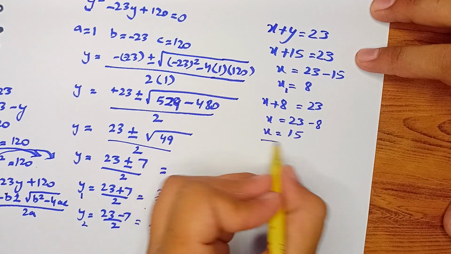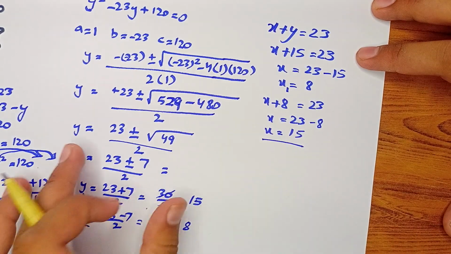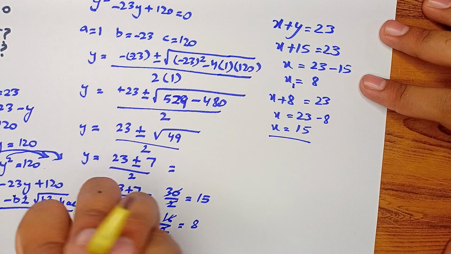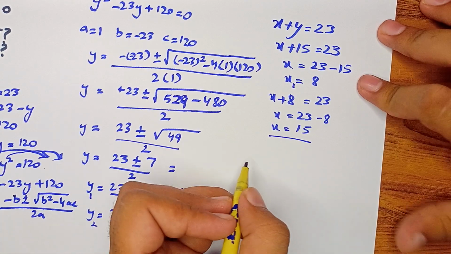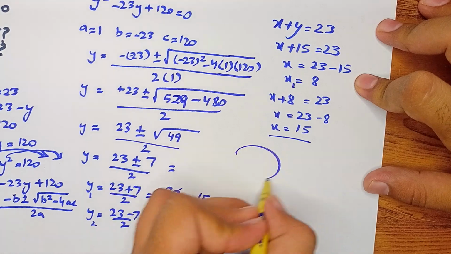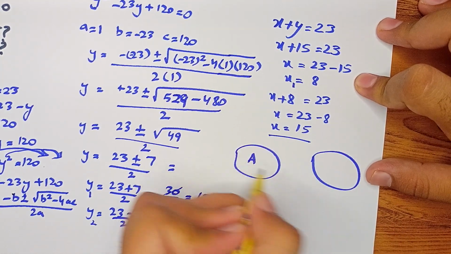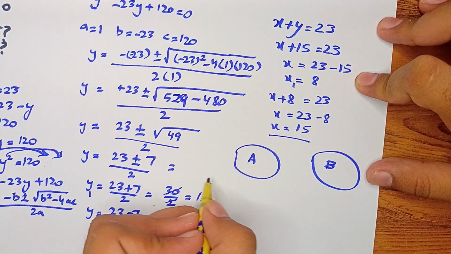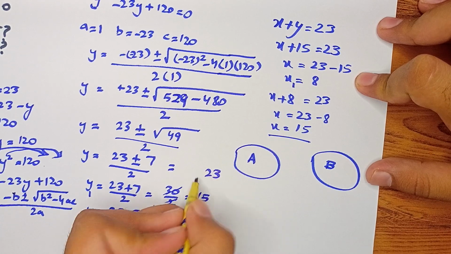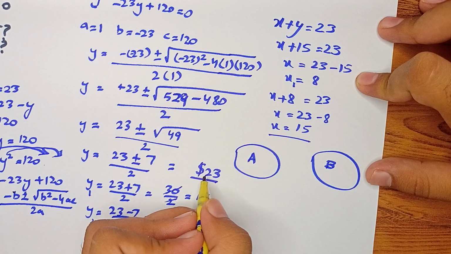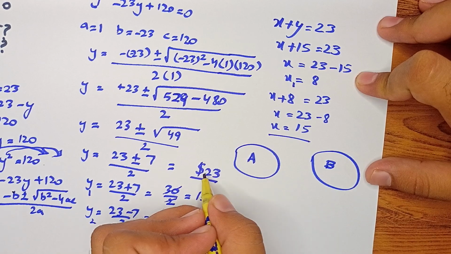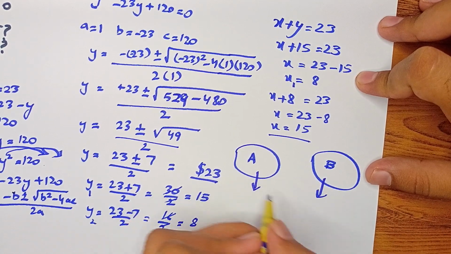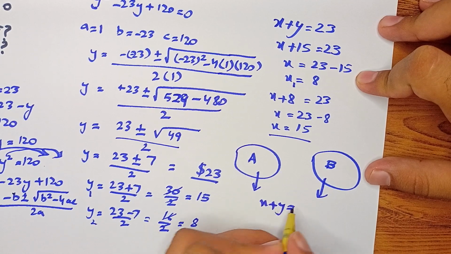Okay, so where is this equation used, and how do we use it in daily life? Suppose you are an investor, and you have to invest in two companies, company A and company B. You have a total of $23 to put in both companies. The sum of these two is x plus y equal to 23.